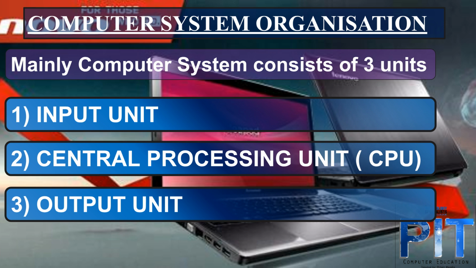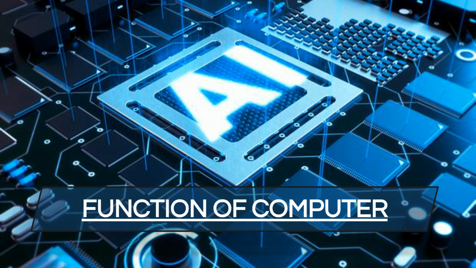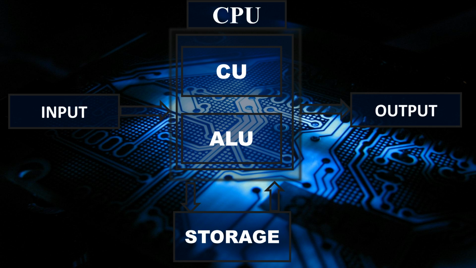A computer system organization mainly consists of 3 units: the input unit, the central processing unit, or CPU, and the output unit. Let's explore the general function of a computer. The flow starts with input, which is processed by the CPU, consisting of the control unit, arithmetic logic unit, and storage, leading to the final output.